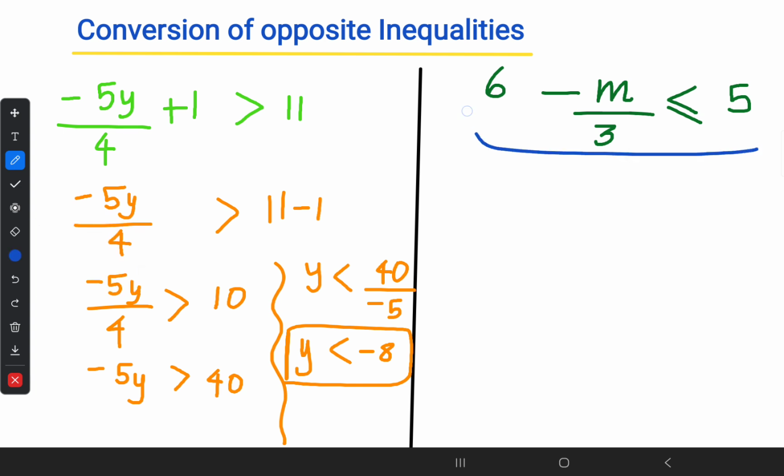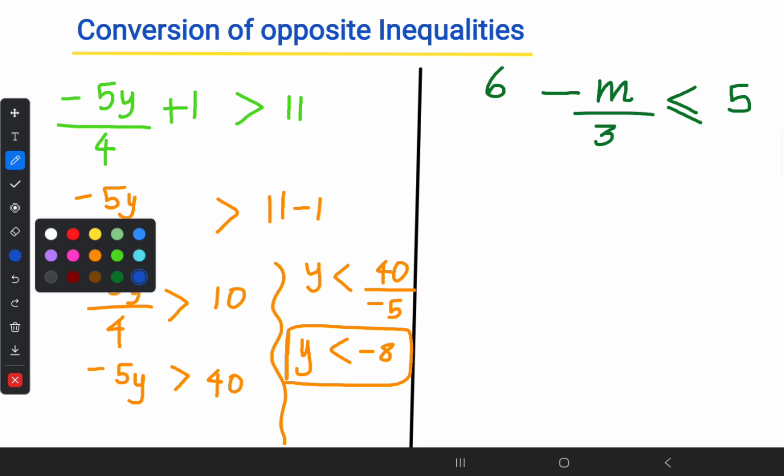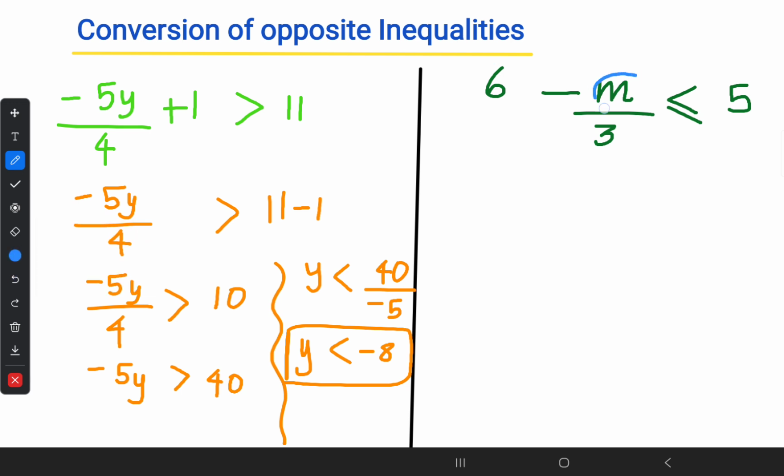Now let's come to the second question. In this case, what we have here is m multiplied with negative, which means there is no number here. So we can denote 1 here, by our own. Negative m means we can write it as negative 1m.